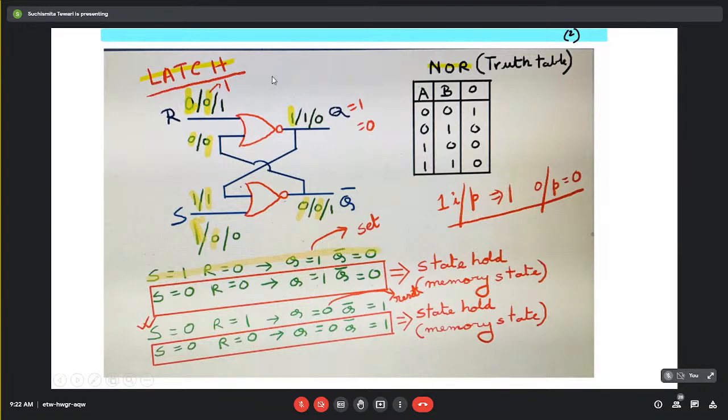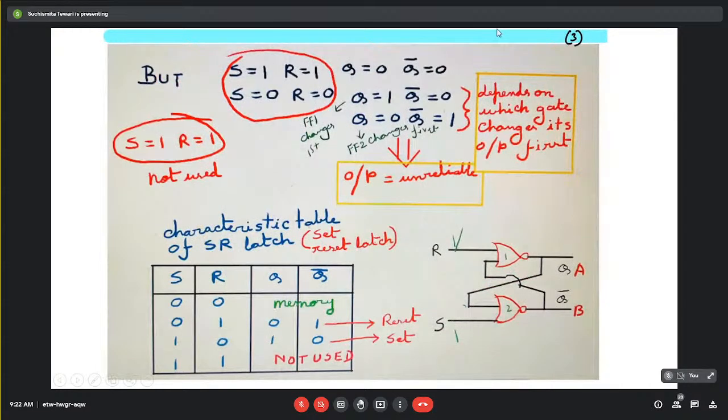Now, why the name latch? Latch means either it is producing 1 or holding 1, or it is producing 0 or holding 0. As if it is getting latched to that particular value. That is why it is named a latch.